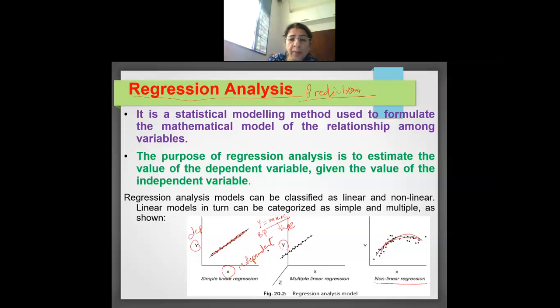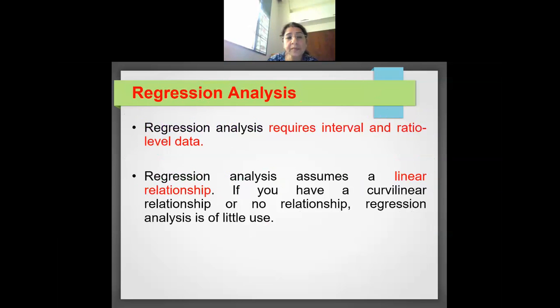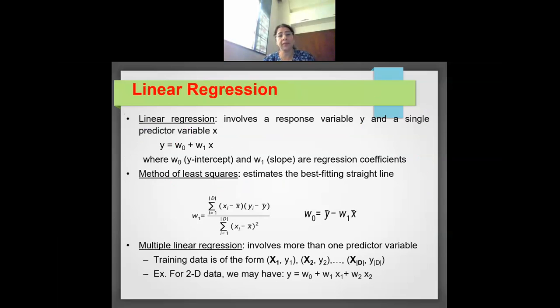You have strong mathematics behind this, how to find out this y and how to find out this m and c values, to find out how this regression analysis is helping you to predict. Now what is our purpose in linear regression? We want to predict something. What do we want to predict? We want to predict the y value based on a given x value.